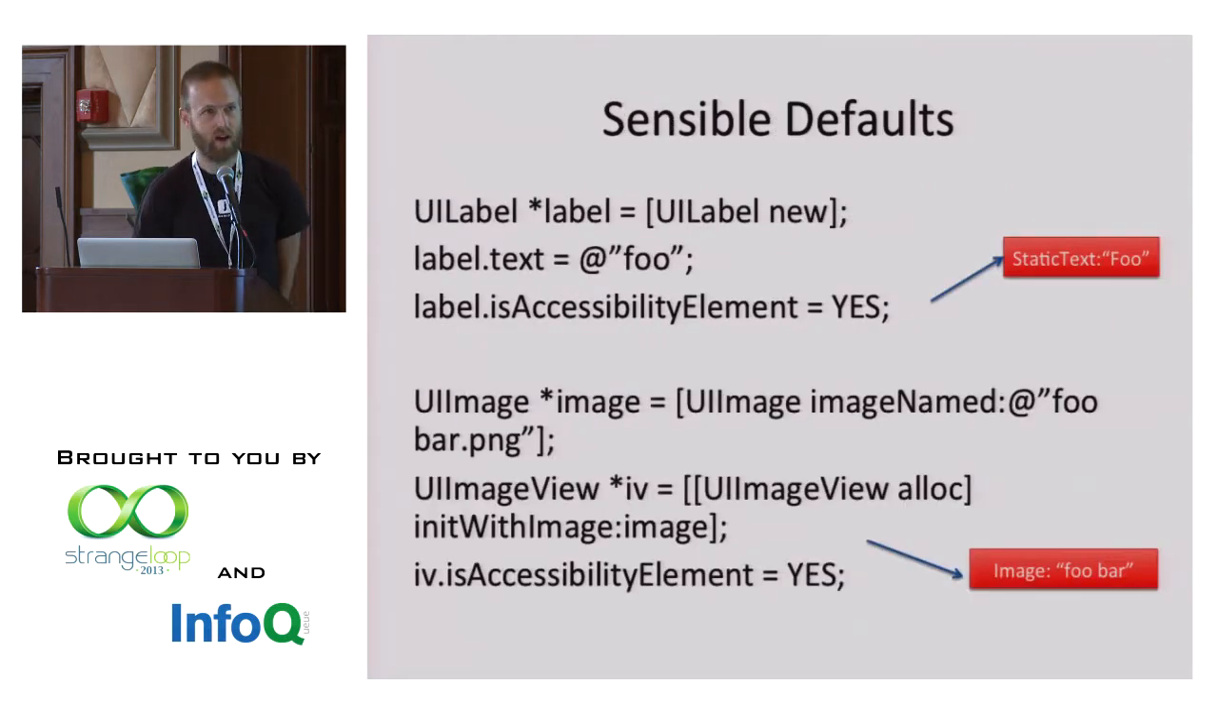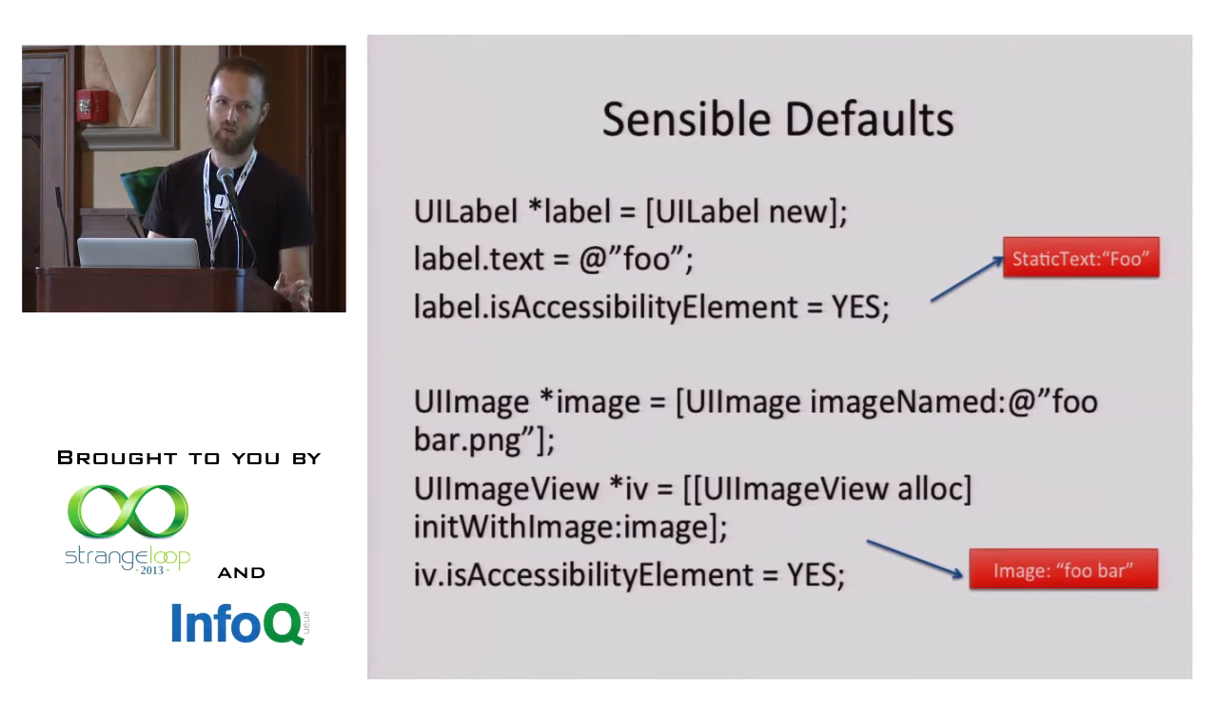What's very nice about UI accessibility on the iPhone is that it provides really sensible defaults. When you're coding up your user interface or building it in Xcode, you can get a lot of UI accessibility functionality for free. Basically, any UI control.